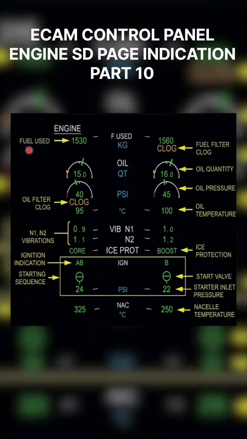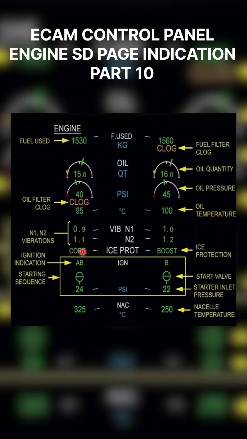So if you go through it quickly, you can see these are all the indications. Fuel used, here you will get the clogged indication. This is your oil quantity, this is your oil pressure, and you will get the oil filter clog below this. This is your oil temperature, and this is your vibration N1 N2 vibration limit.